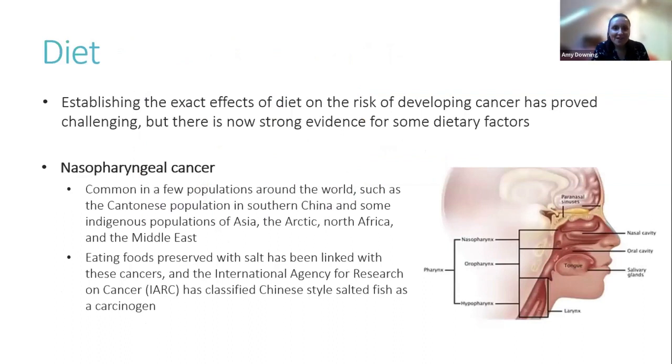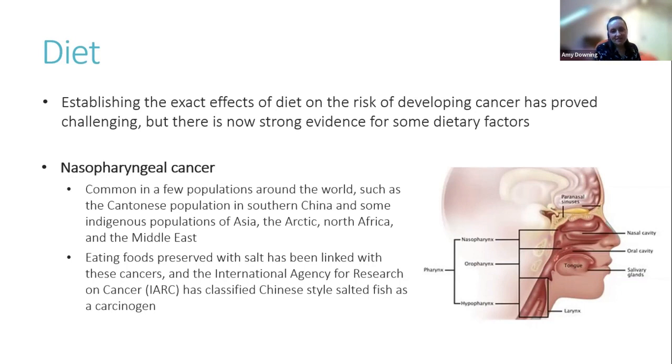I'm going to talk a bit about diet now. So again, establishing the exact effects of diet on the risk of cancer has proved challenging, but there is now some strong evidence for some factors. So one of these is looking at foods that have been preserved with salt. Nasopharyngeal cancer, so cancers of the nose, mouth and throat, are really common in a few populations around the world. For example, populations in southern China and some indigenous populations. And it's been found that eating foods that have been preserved with salt is very strongly linked with these cancers.